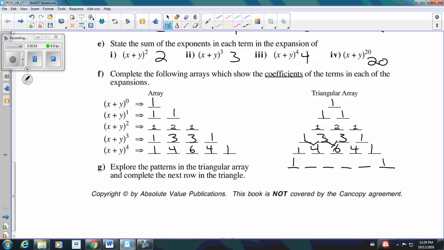3 and 3 make 6. 3 and 1 make 4. So here we're going to have 1 plus 4 is 5. Here, 4 and 6 is 10. 6 and 4 is 10. 4 and 1 is 5. So that would complete the last row.